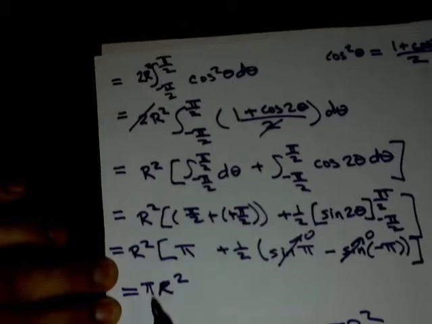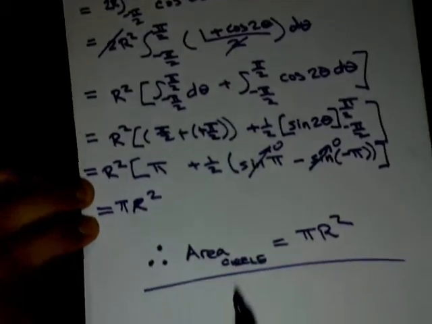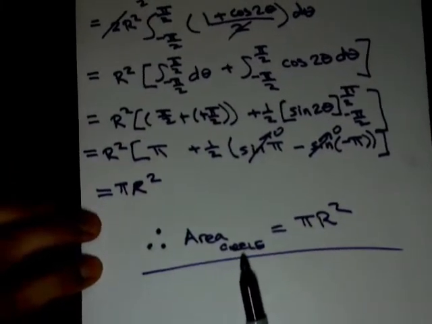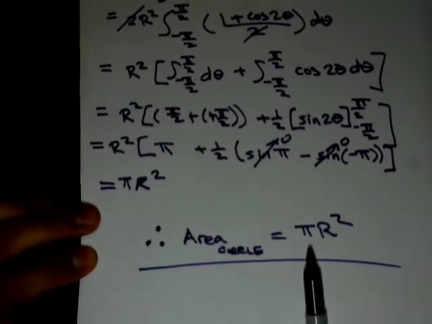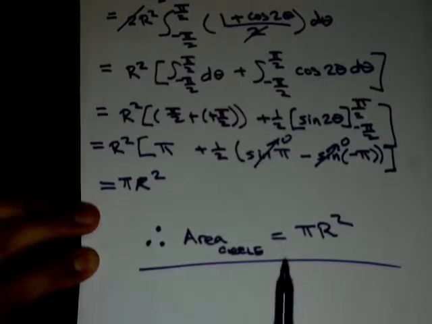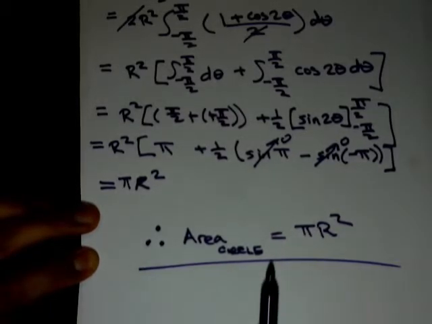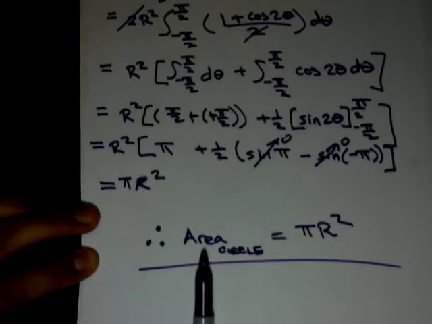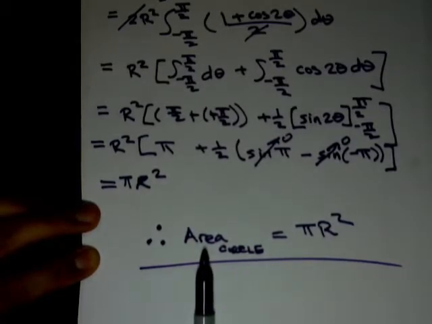So we are left with pi times r squared, which as we know is the area of a circle, which is pi times r squared. So using integration, we came up with the area of a circle, which is pi times r squared.